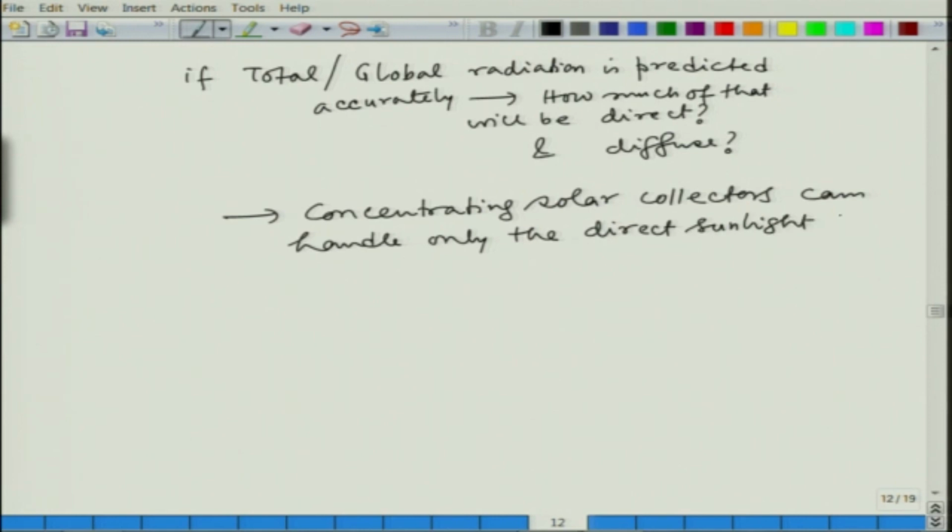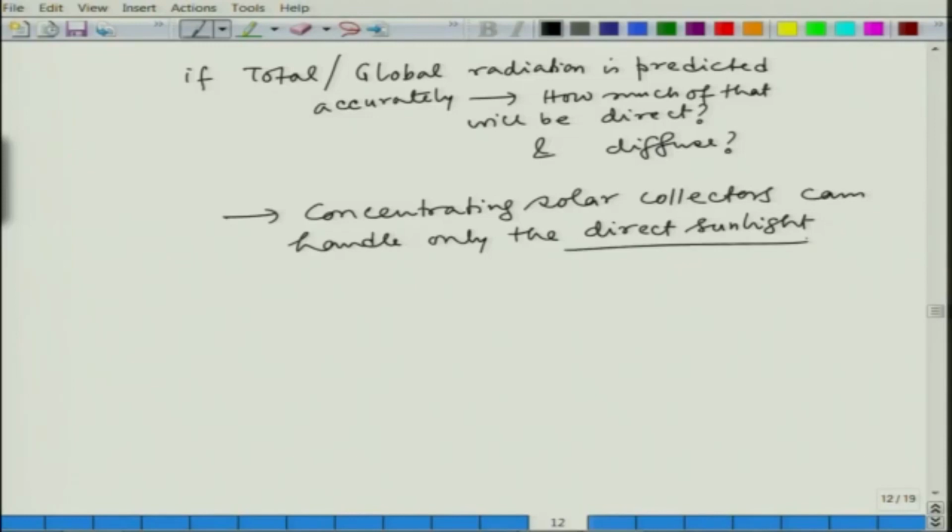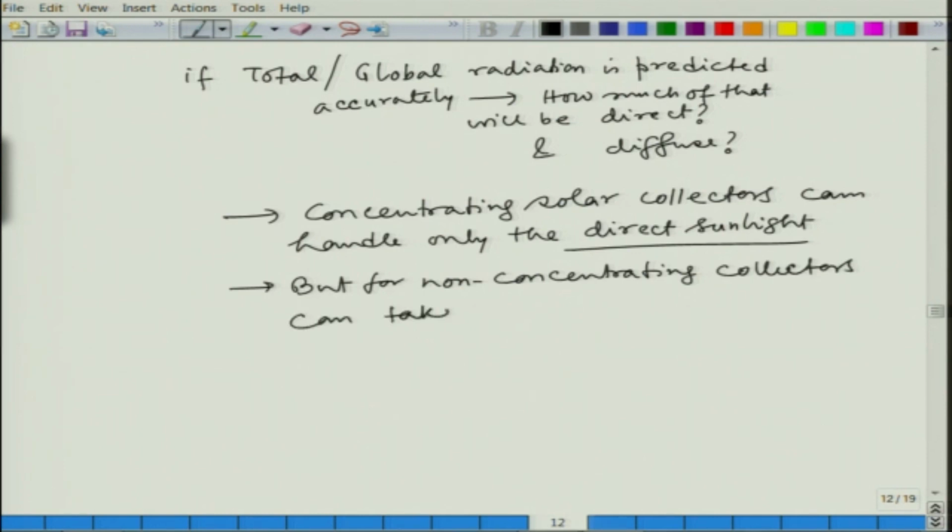Direct sunlight means what? It is the sunlight coming from the sun without any change in direction, without getting scattered. That is what direct sunlight means. The concentrating collectors can only take this direct sunlight, they cannot take the diffuse. But non-concentrating collectors can take both diffuse and direct.